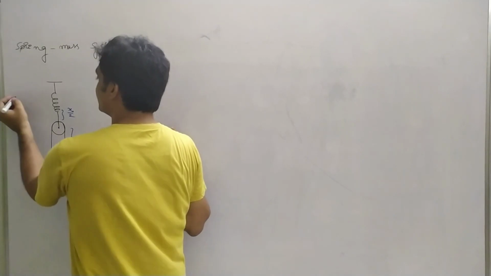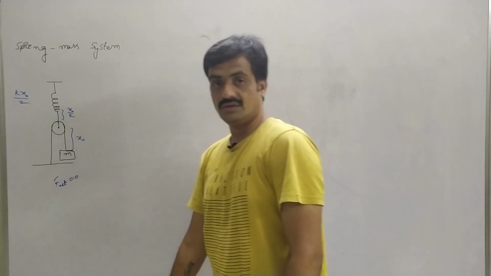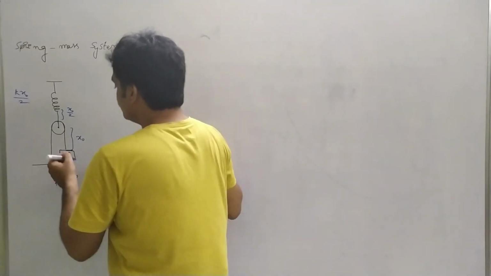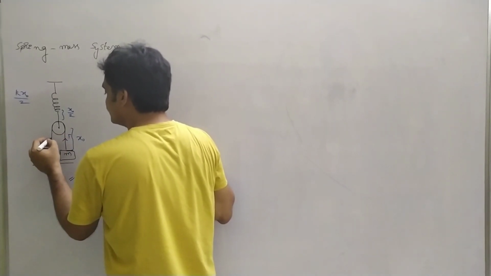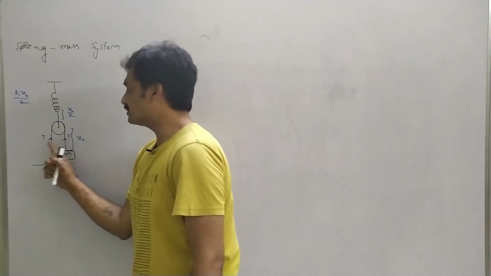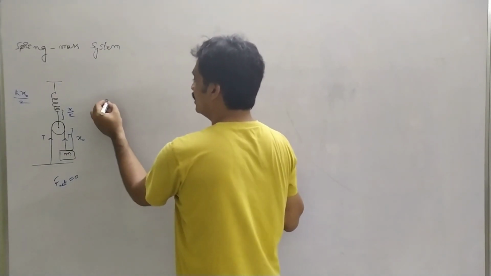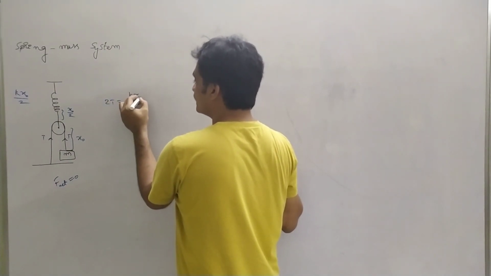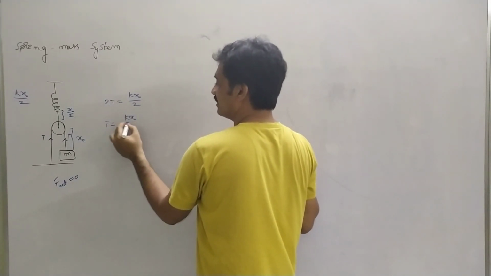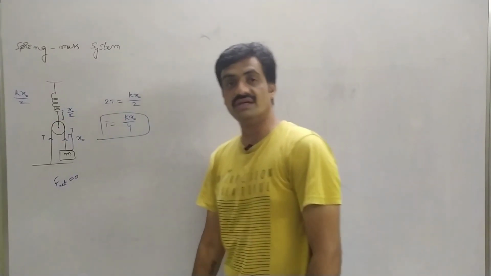Then the force in the spring is represented as kx naught by 2. Observe that the tension is acting in this direction as well as in this direction. These two tensions are being balanced by this force of the spring. Based on that, we can represent that 2T is equal to kx naught by 2. Then T is equal to kx naught by 4. So this represents the tension in terms of the force constant of the spring.